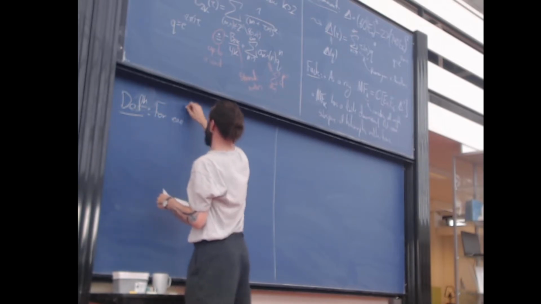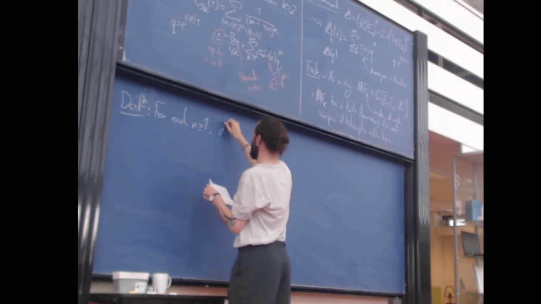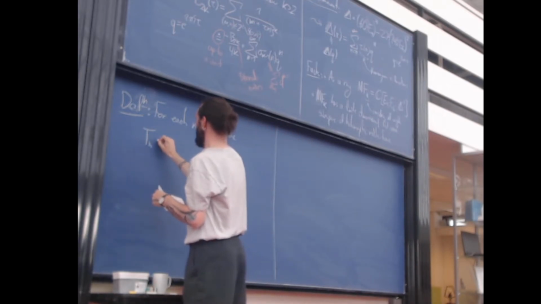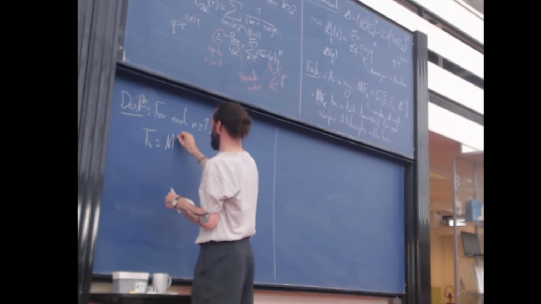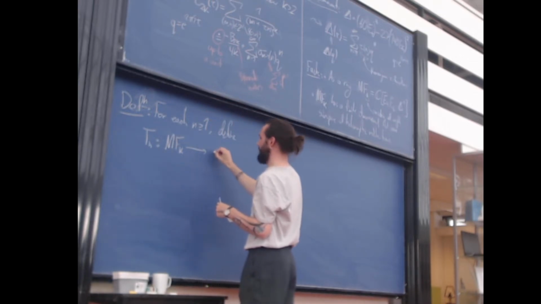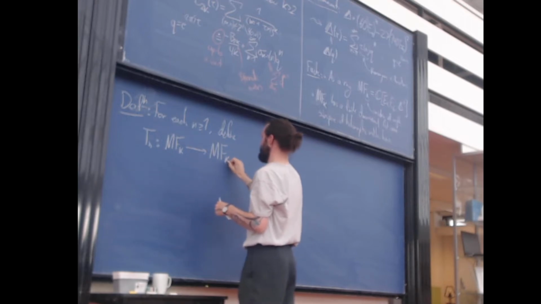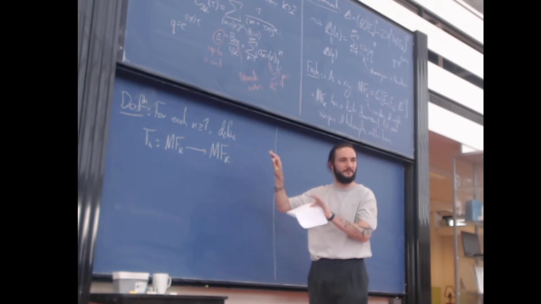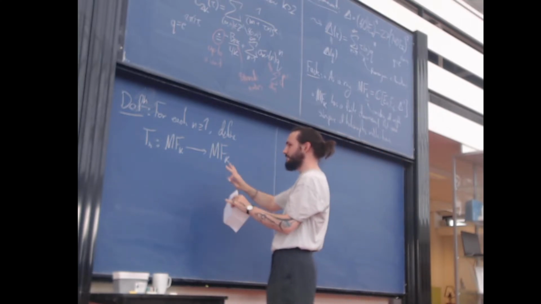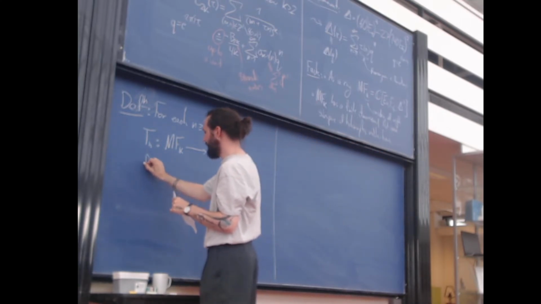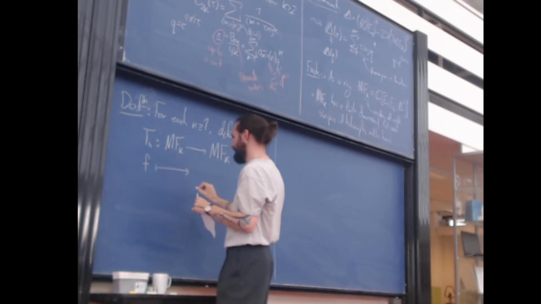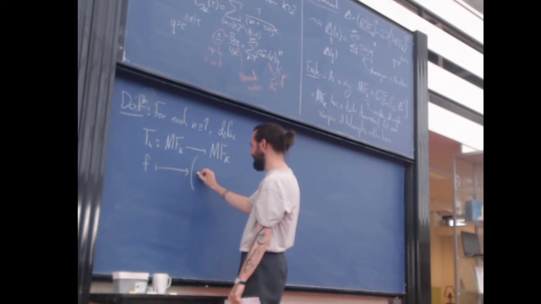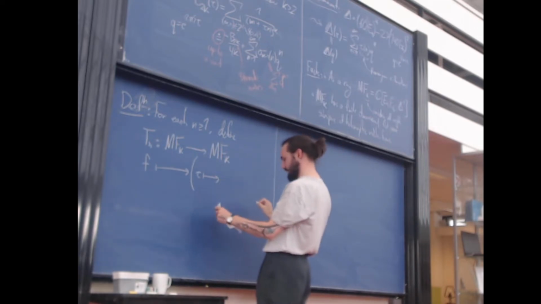For each n greater than or equal to 1, we define some operators like this, the nth Hecke operator, which is just a linear transformation from the weight k modular forms to the weight k modular forms. K and n don't have anything to do with each other. And you define this map as follows. If you have a modular form of weight k, then you send it to the function which sends tau to the following sum.